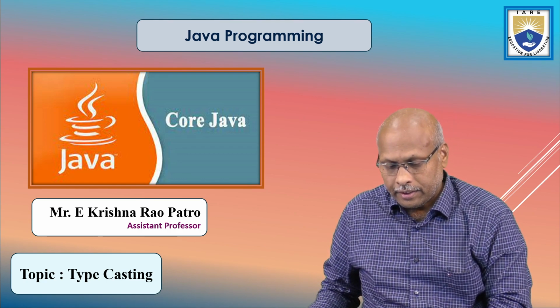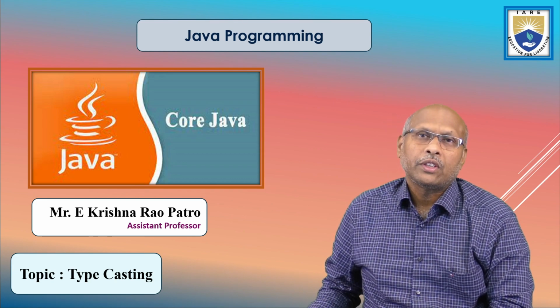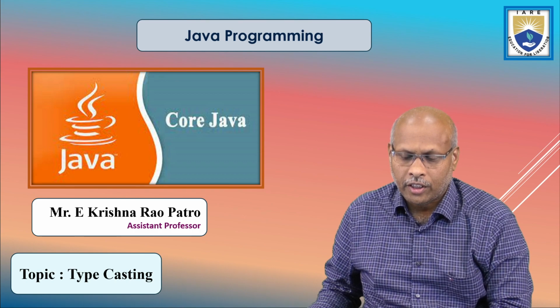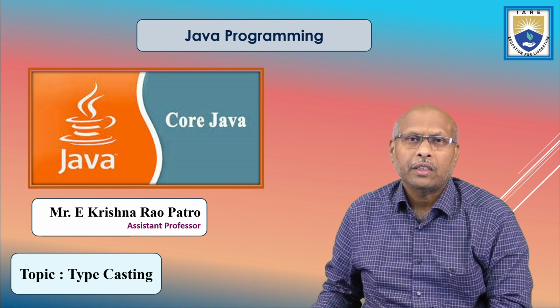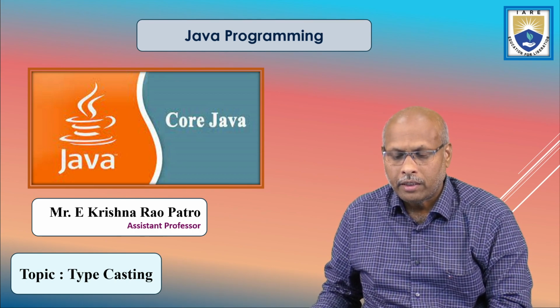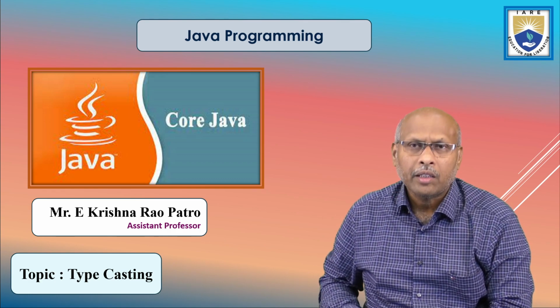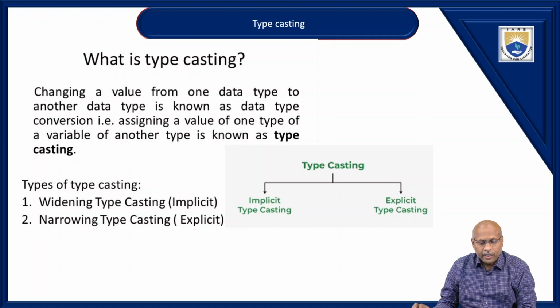So today we'll discuss one important concept in Java, that is typecasting. Typecasting is the one which talks about how you can convert from one data type to another data type. For every programming language, this is one common requirement: how will you convert from one type to another type while solving the problem? Changing a value from one data type to another data type is known as data conversion. This is also known as typecasting.